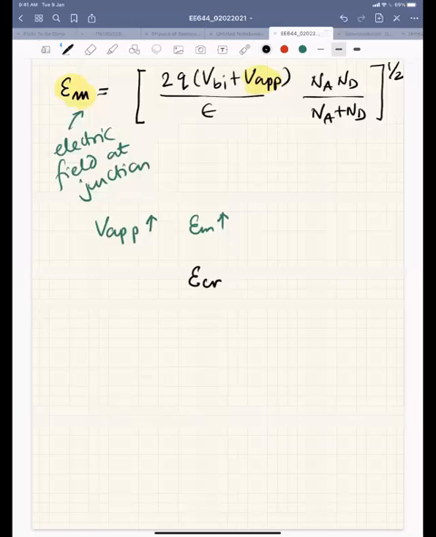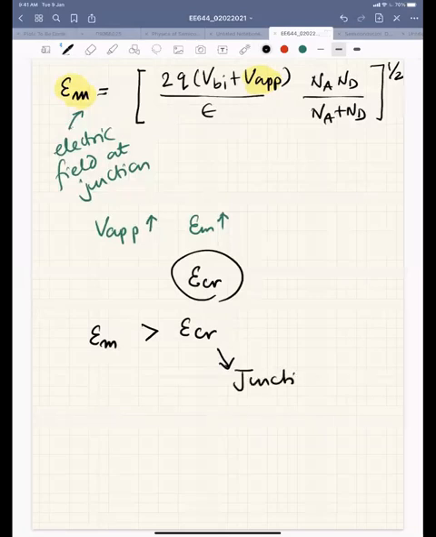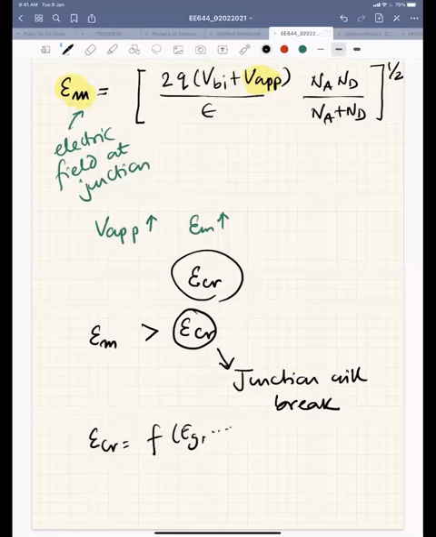So if your maximum electric field is greater than the critical electric field, your junction will break down, because you have a lot of avalanche multiplication. This critical electric field is a function of your band gap and other things, but I will not discuss those. So your critical electric field is a material-dependent parameter. For silicon you have a particular critical electric field, and for germanium it is different. So this is a material-dependent parameter.